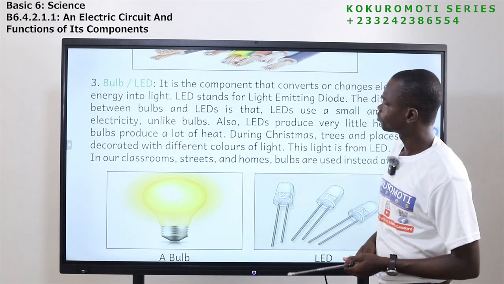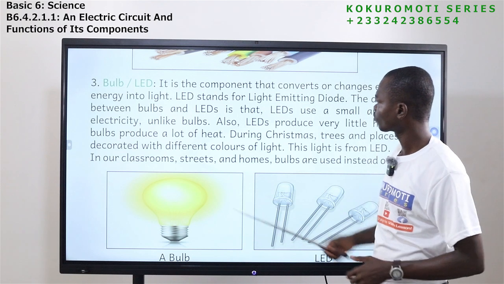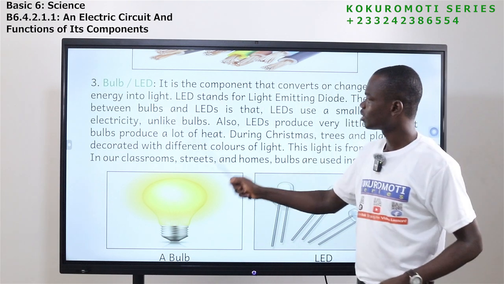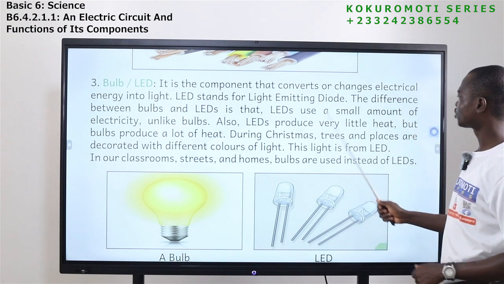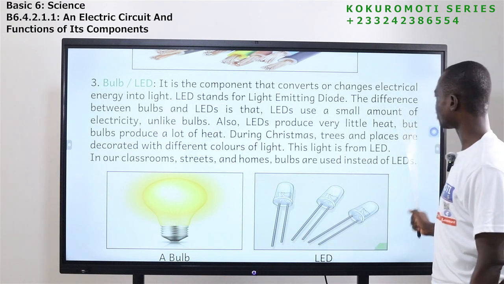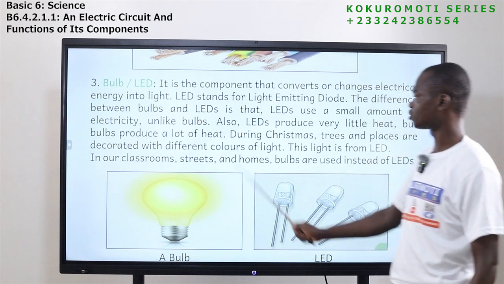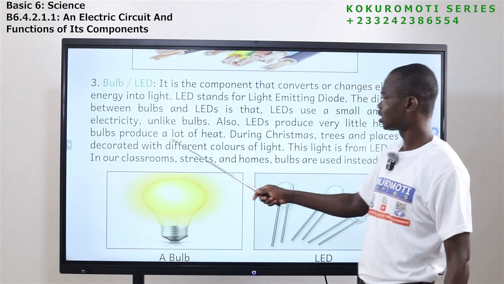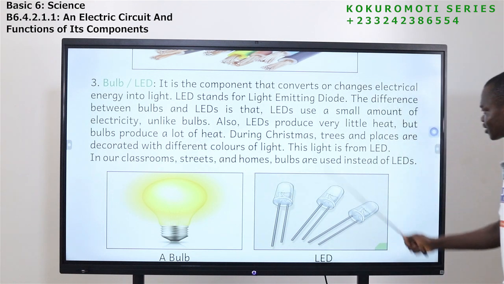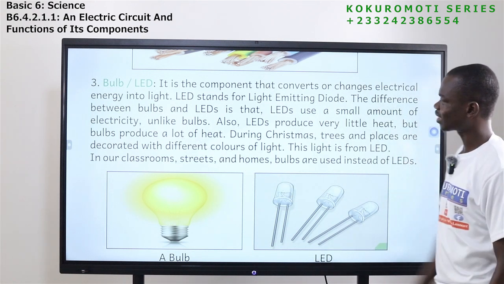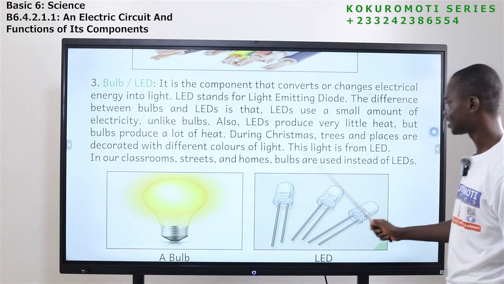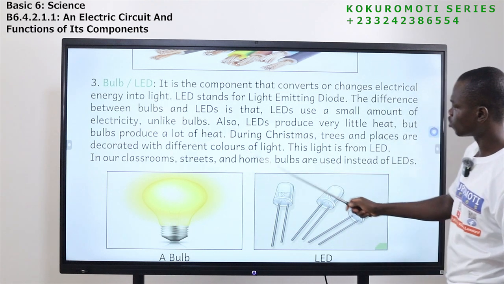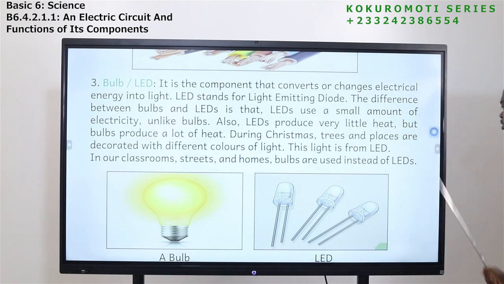Okay, now LED stands for light emitting diode. The difference between bulbs and LED is that LEDs use a small amount of electricity, unlike bulbs. Also, LEDs produce very little heat, but bulbs produce a lot of heat. During Christmas, trees and places are decorated with different colors of light. This light is from LED. In our classrooms, streets and homes, bulbs are used instead of LEDs.